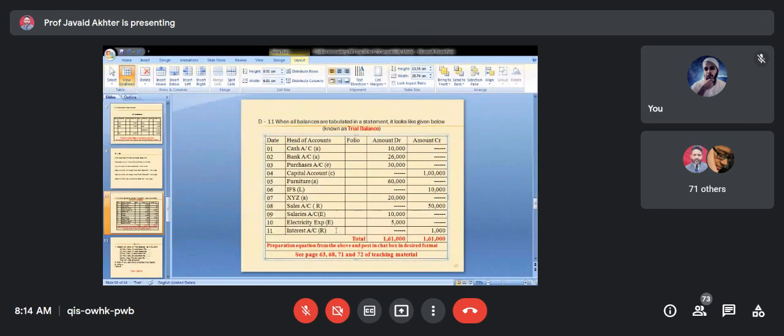I have written here preparation of equation from the one, see page numbers 63, 68, 71 and 72 of the teaching material. Honestly tell me, how many of you have actually seen this material? Is there anyone who can say yes? Yes, sir, we saw it day before yesterday when you sent it on Google Classroom.